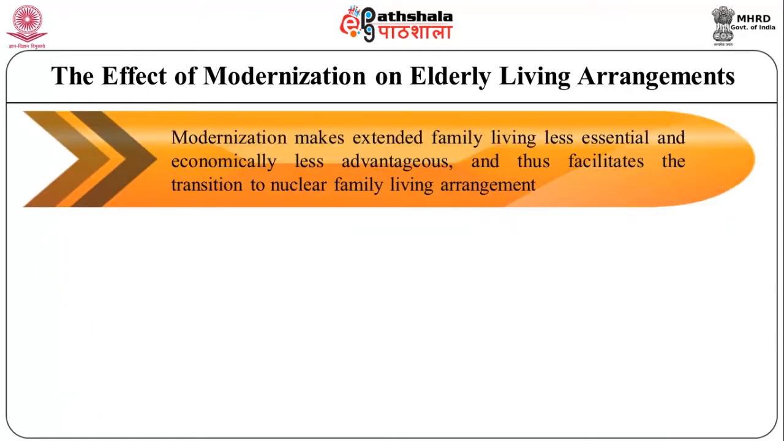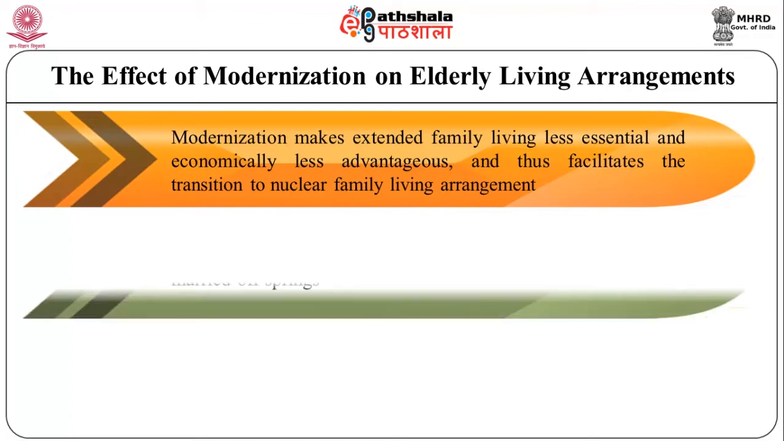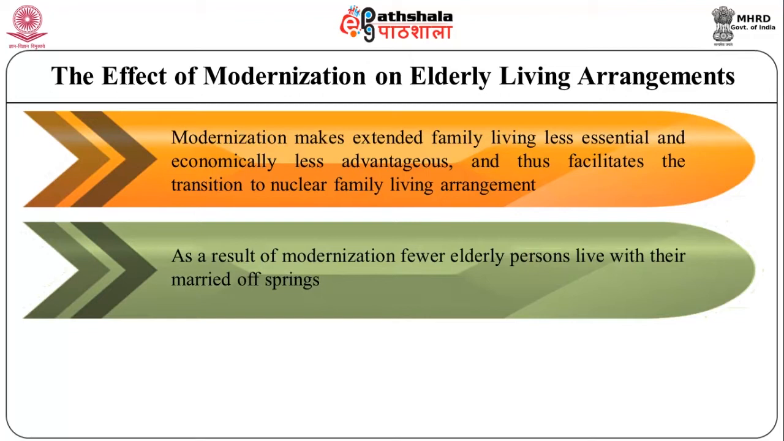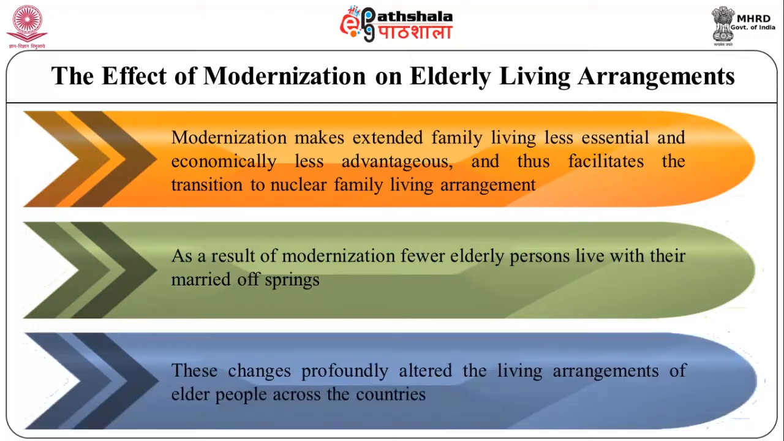Modernization makes extended family living less essential and economically less advantageous, and thus facilitates the transition to nuclear family living arrangements. As a result of modernization, fewer elderly persons live with their married offspring. These changes profoundly altered the living arrangements of people across the countries.